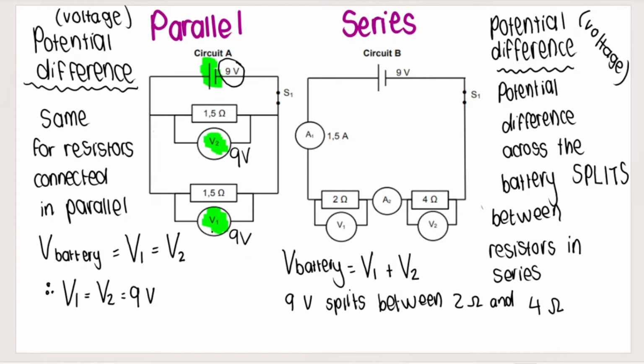So for resistors connected in parallel, the voltage is the same. Even if I had to connect one massive voltmeter over here that reads the voltage across both of them in parallel, it will also read 9 volts.